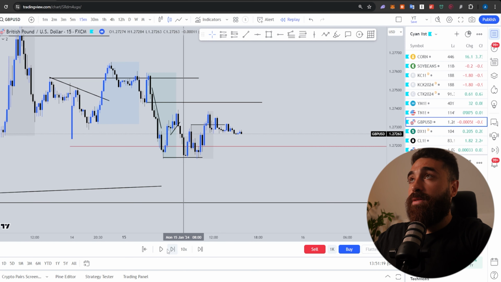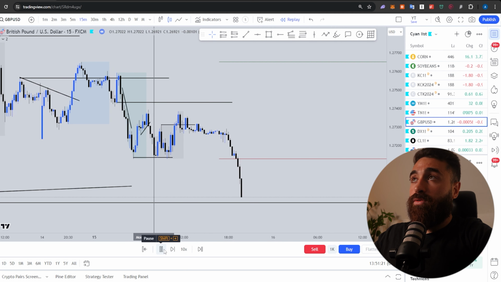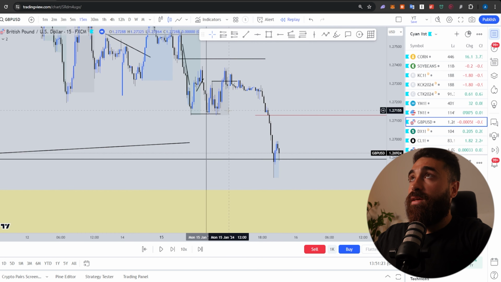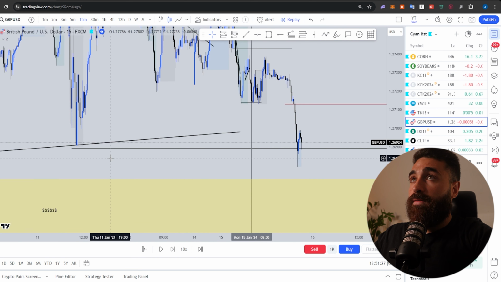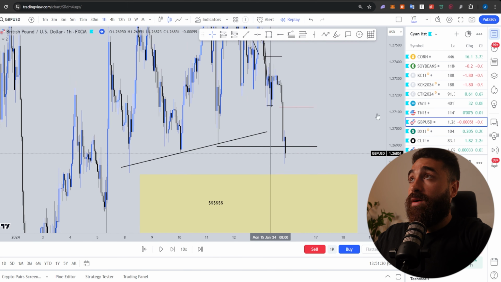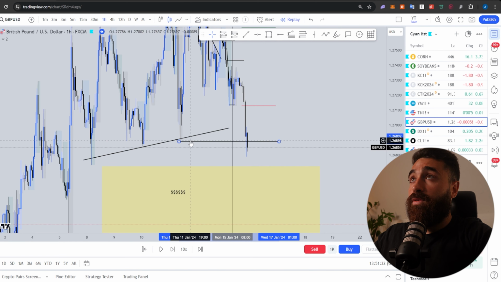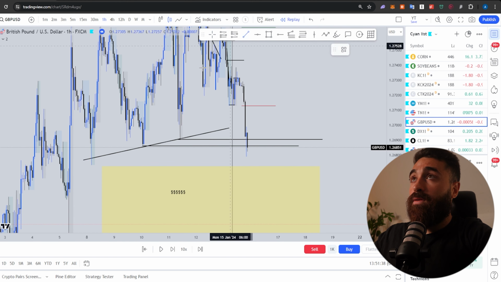It did not happen during New York. It could happen in another session. So what we did is we did not reach this area, but we are going to remove those three lows. It's number 1, let's see this number 2, and let's see this number 3.